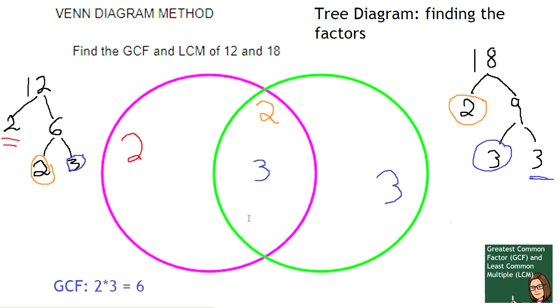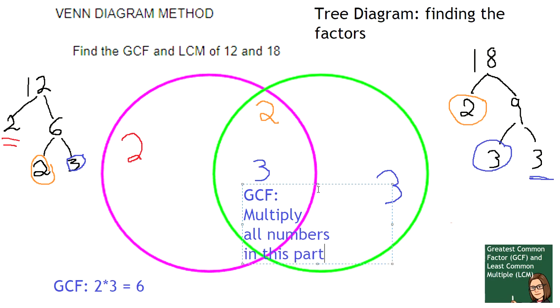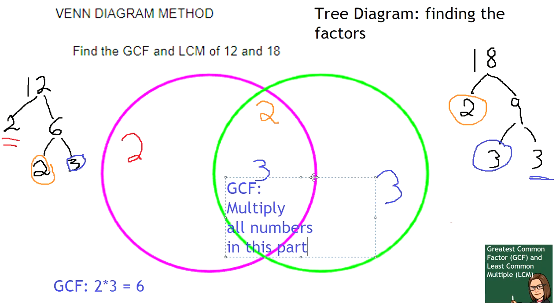So the GCF is this part right here. This middle part is actually going to be your GCF numbers, and you find it by multiplying all numbers in this part. So that's the GCF. And this works for the Venn diagram.